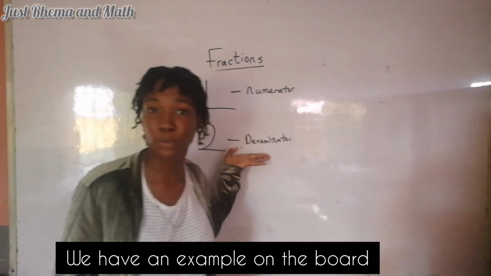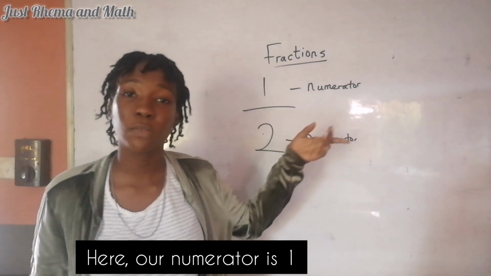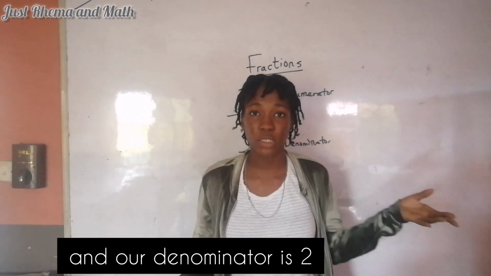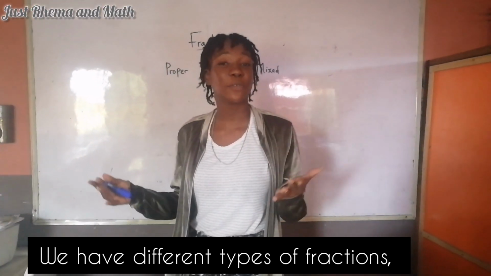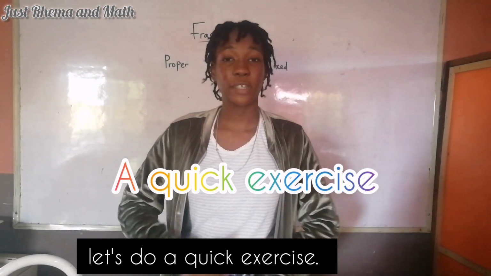So we have an example on the board. This is half. That's 1 over 2. Here, our numerator is 1 and our denominator is 2. We have different types of fractions. But before we proceed, let's do a quick exercise.